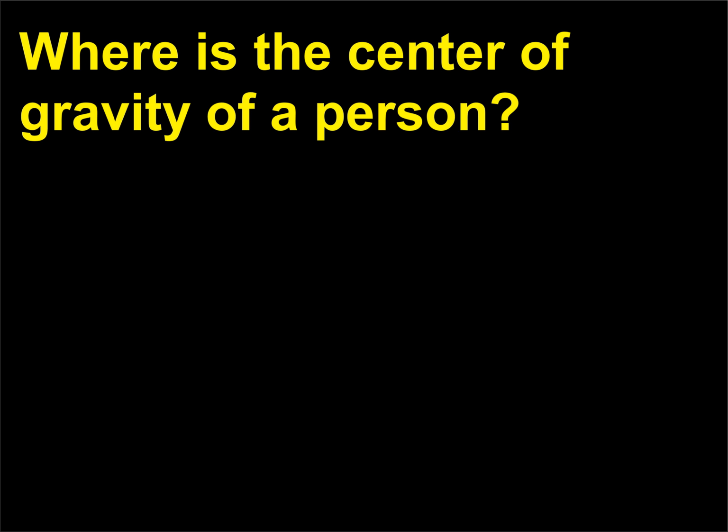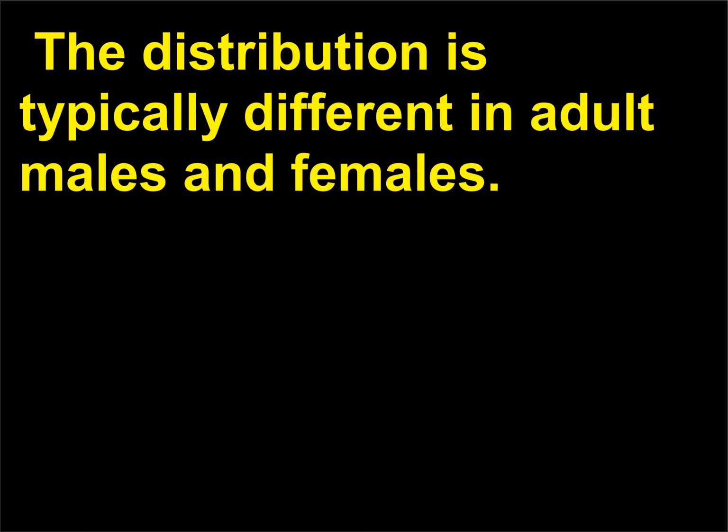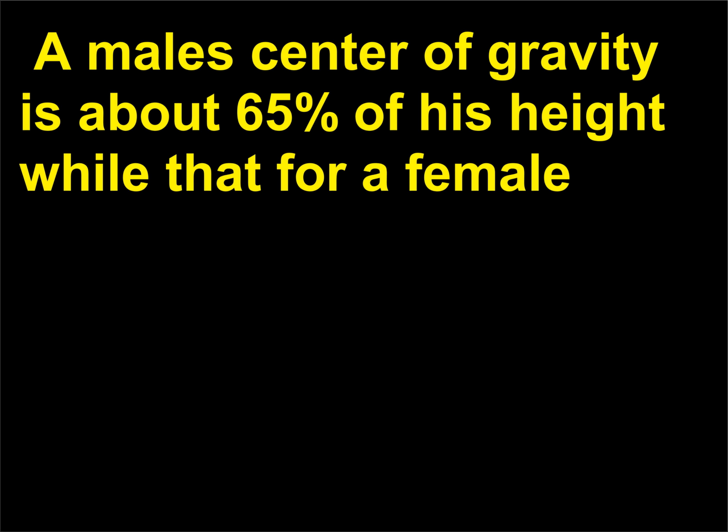Where is the center of gravity of a person? The center of gravity of a person depends on how that person's weight is distributed. The distribution is typically different in adult males and females. Males have more upper body mass while females have more mass in the hip region. A male's center of gravity is about 65% of his height, while that for a female is about 55%.